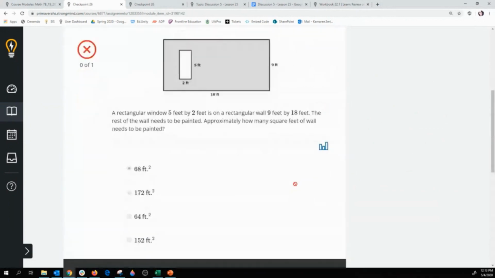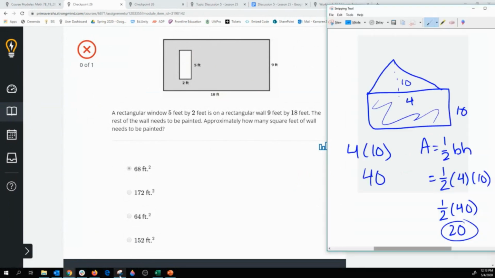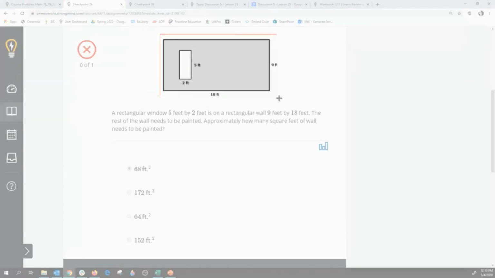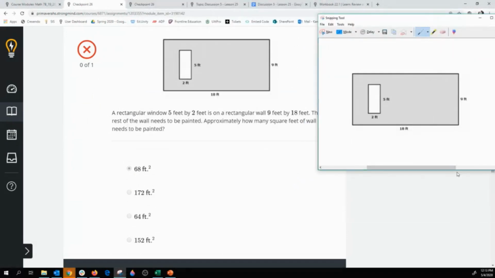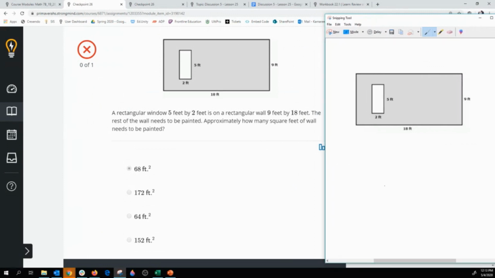All right, 13. So 13, we have this figure here that has a smaller rectangle inside of a much bigger rectangle. So we have this rectangle window. The window is the small rectangle inside, and it is 5 feet by 2 feet. And it's on this really big wall. So the wall is 9 feet by 18 feet.